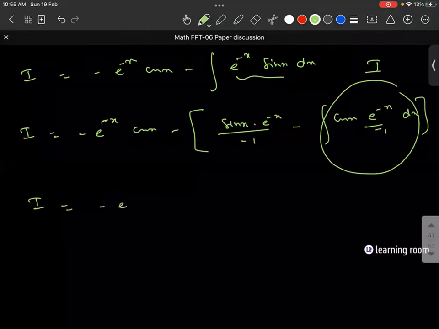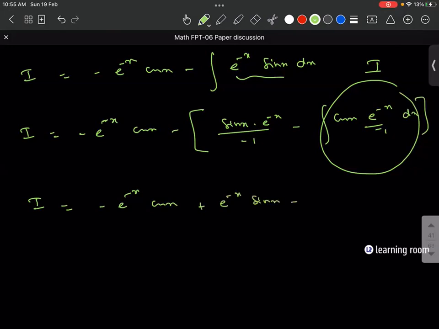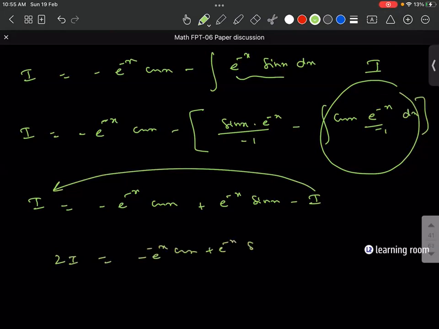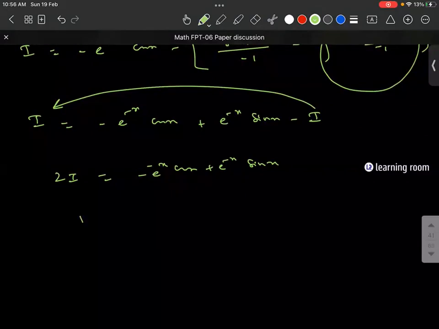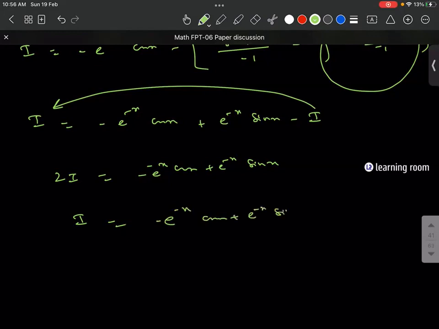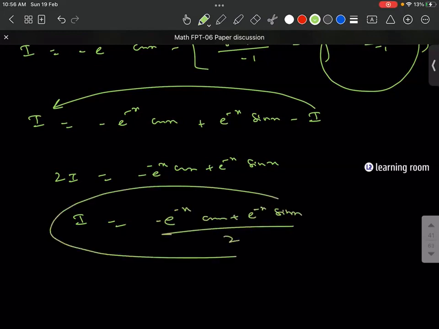So I will be equal to negative of e^(-x) cos x plus e^(-x) sin x minus I. This I will come this side. So 2I will be equal to negative of e^(-x) cos x plus e^(-x) sin x. So I will be equal to negative of e^(-x) cos x plus e^(-x) sin x, the whole divided by 2.